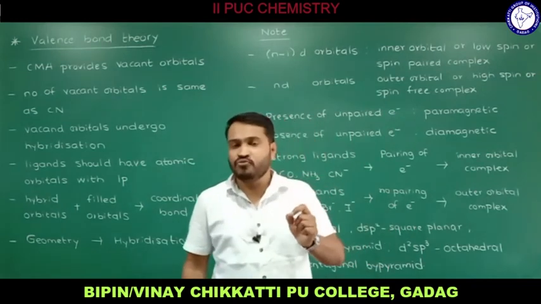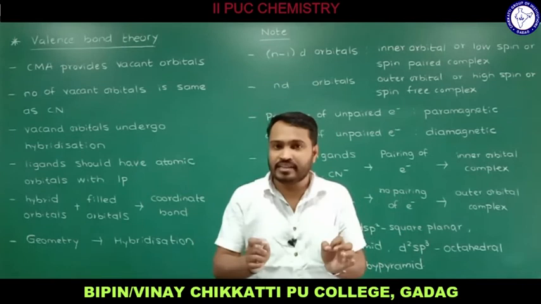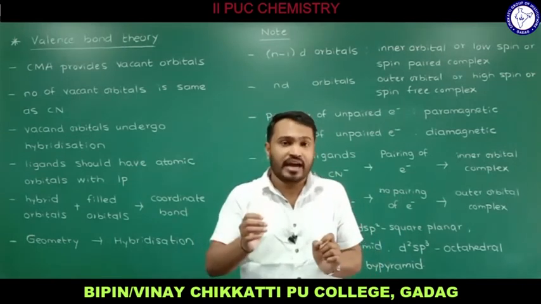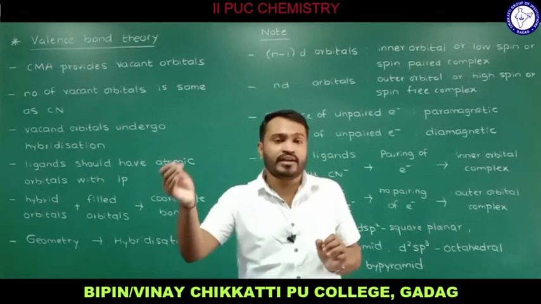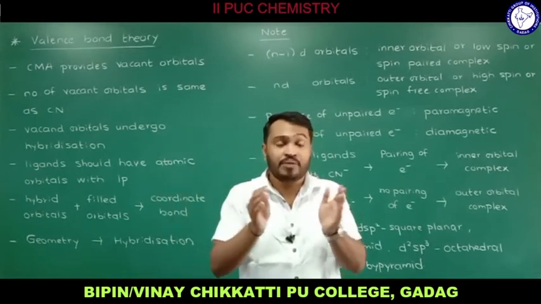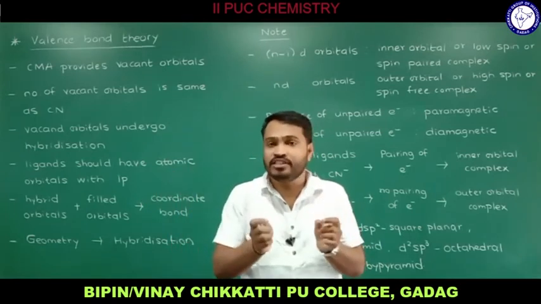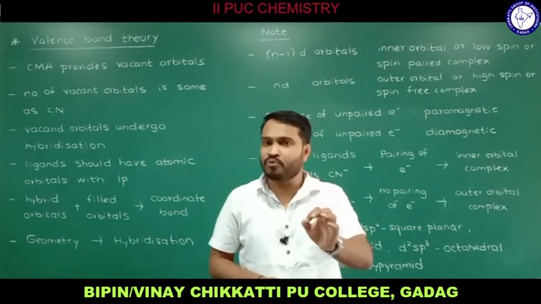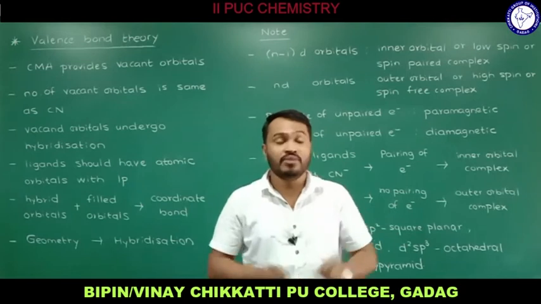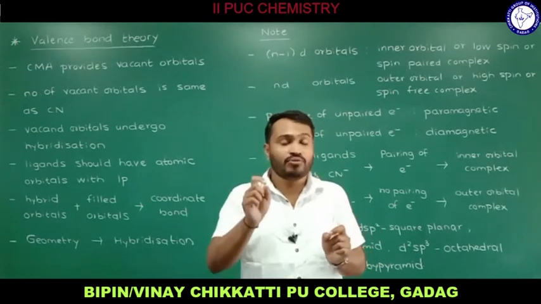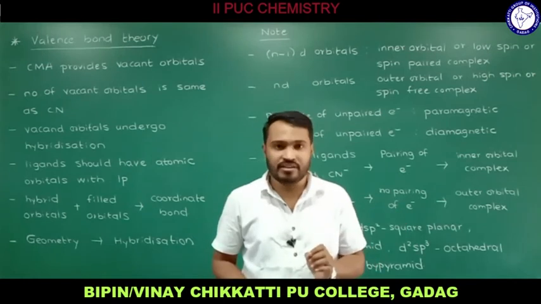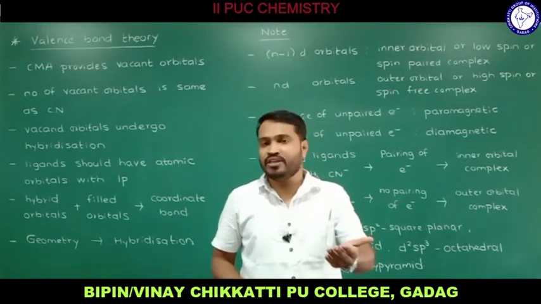The central metal atom present in the coordination complex has to provide vacant orbitals, so that the ligands can donate lone pairs of electrons, hybridization takes place and the coordination bond is formed. That is the first and foremost very important point about the central metal atom. The central metal atom of a coordination complex has to provide vacant orbitals. So how is the vacant orbital actually going to be provided?